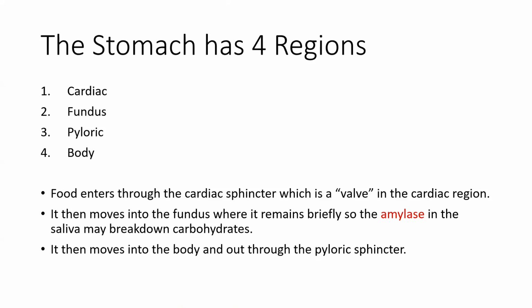There is a sphincter at the cardiac region called the cardiac sphincter, which controls access to the stomach from the esophagus. The fundus is the large curve in the body of the stomach. The pyloric region is down near the entrance to the small intestine. We have a sphincter there called the pyloric sphincter, and then the body is the area on the inside, on the curve of the stomach.